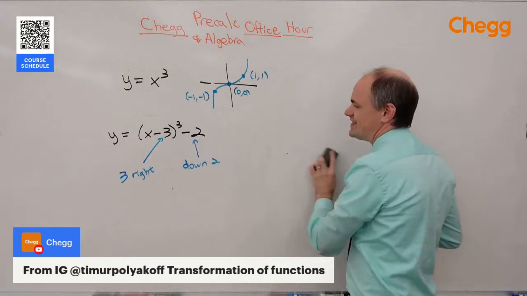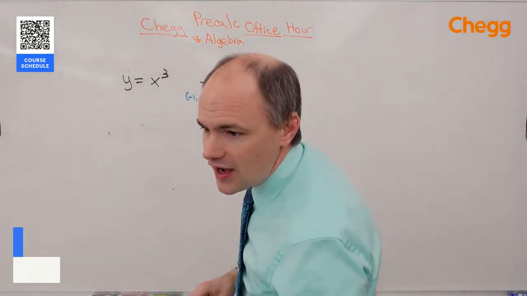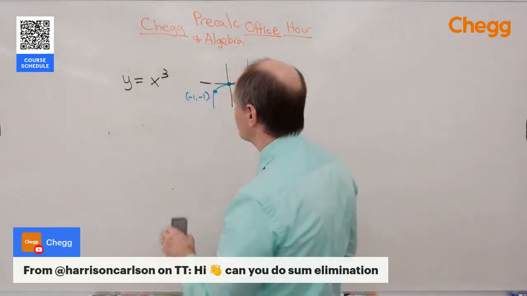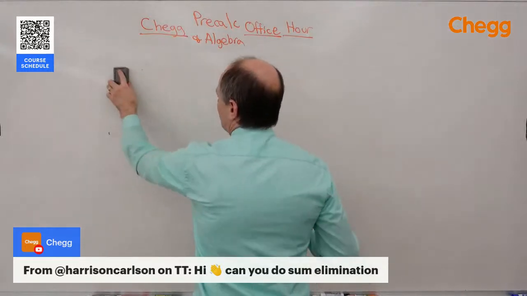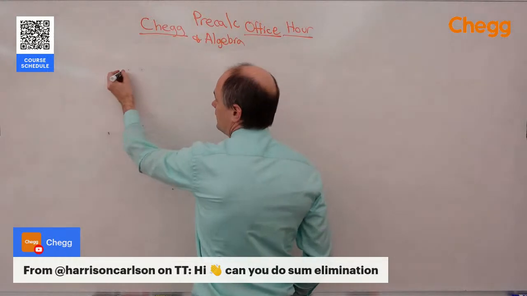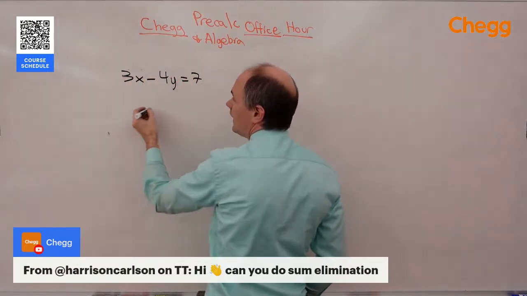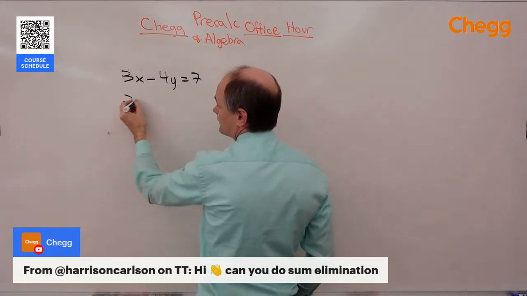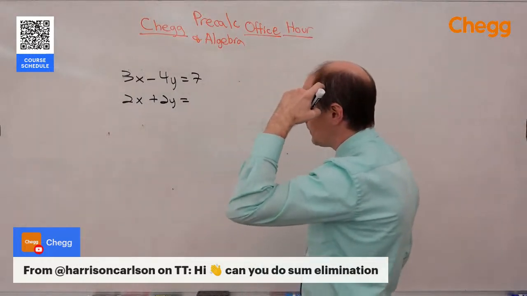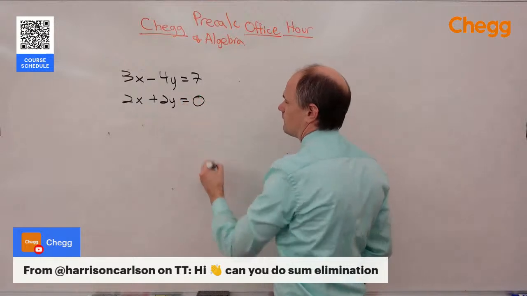And one question I see is about elimination. So let's do some elimination. That is from TikTok. Harrison Carlson, I think, is asking that question. Let's do that. These are equations like 3x minus 4y equals 7 and 2x plus 2y equals 0, I think.